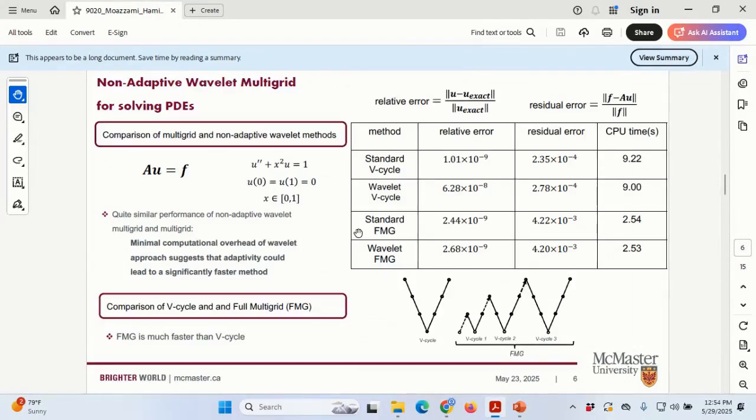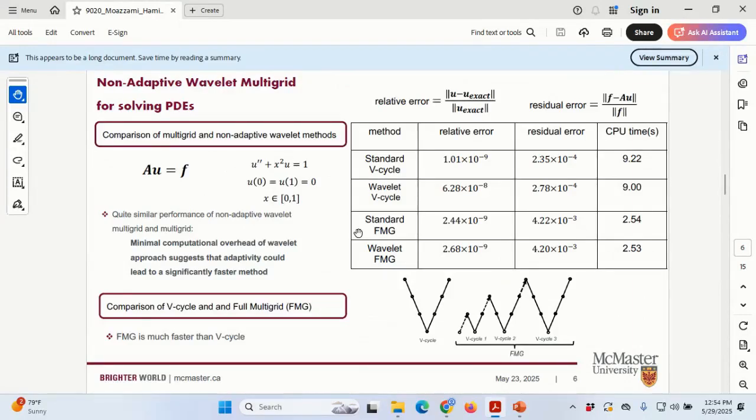And as you see in the table, for example, if we compare the first two rows, we see that they work exactly the same. So changing these restriction operators does not change anything. And that shows that adaptivity could lead to a significantly faster method, because this is just non-adaptive.